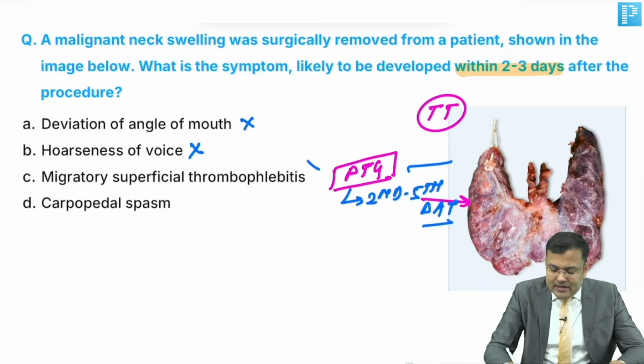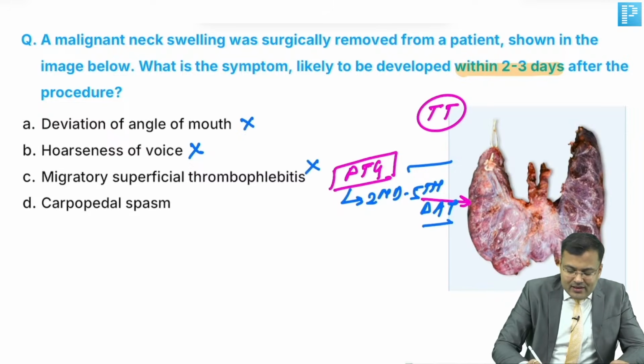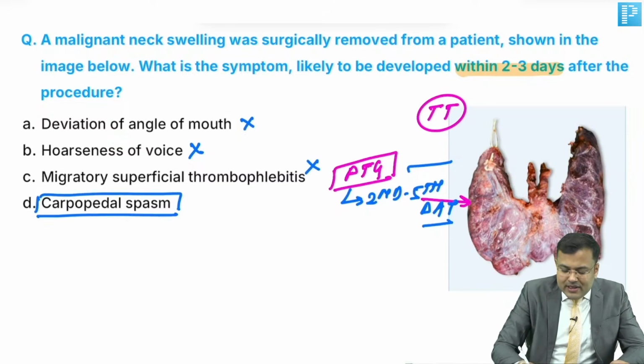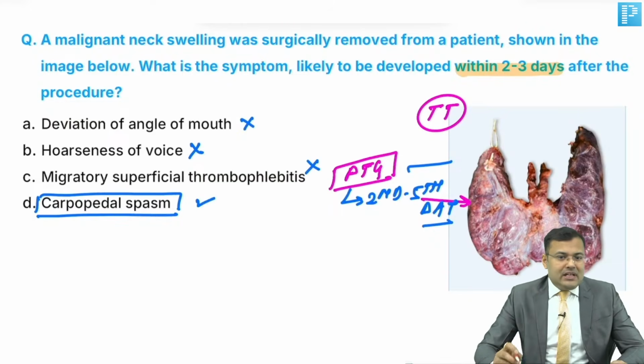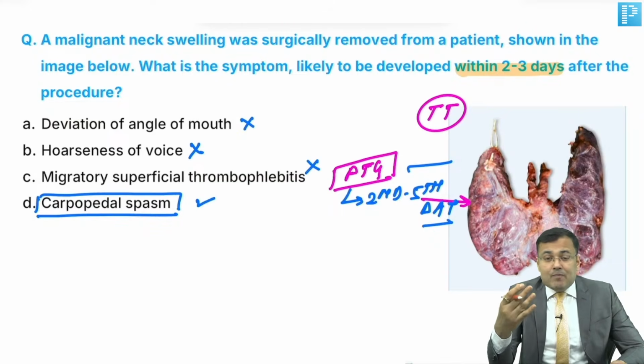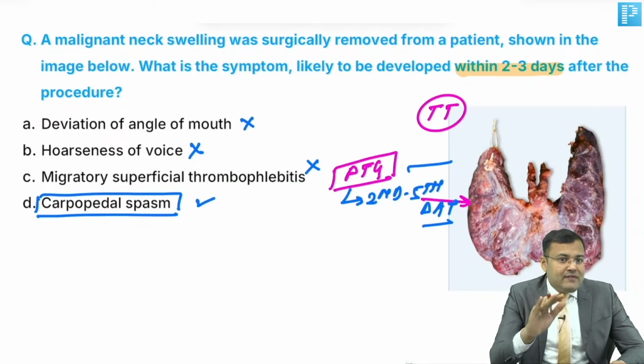Here it's not the deviation of angle of mouth or hoarseness of voice, that is because of injury of recurrent laryngeal nerve, which is going to manifest immediately after surgery. It's not the migratory superficial thrombophlebitis. Correct answer, carpopedal spasm. I am repeating the question again. On which day of surgery are hypocalcemia manifestations seen? 2nd to 5th day of surgery. Got it? So, correct answer is option D.